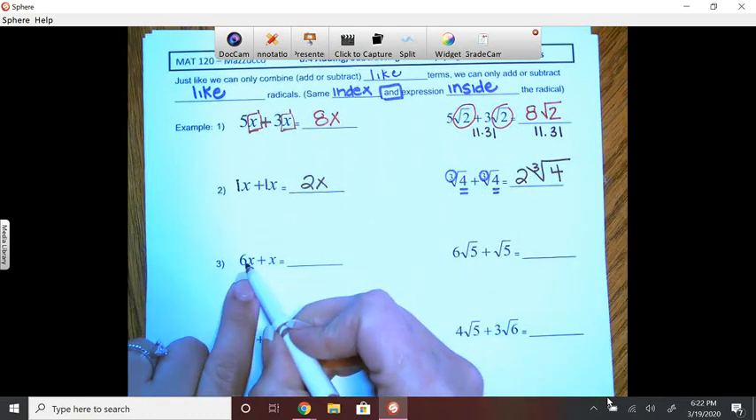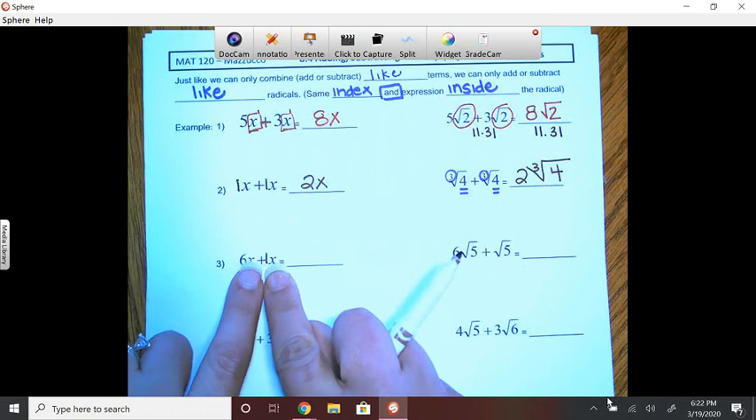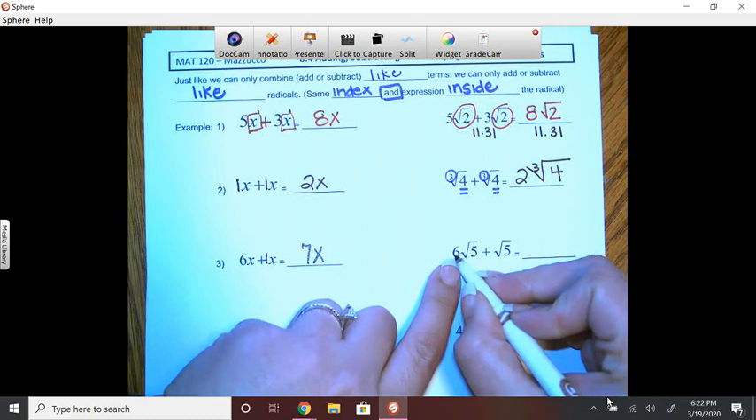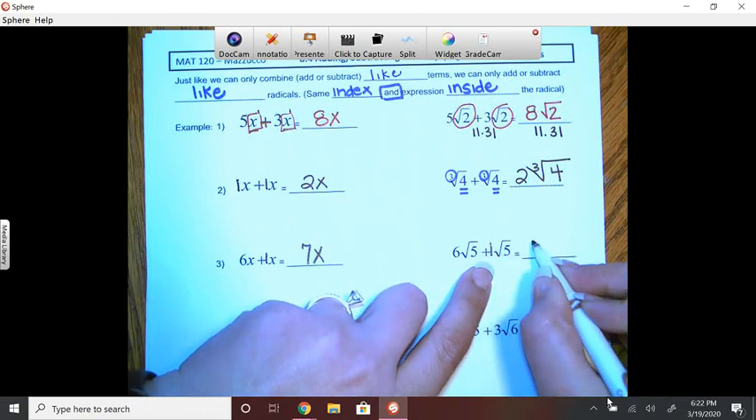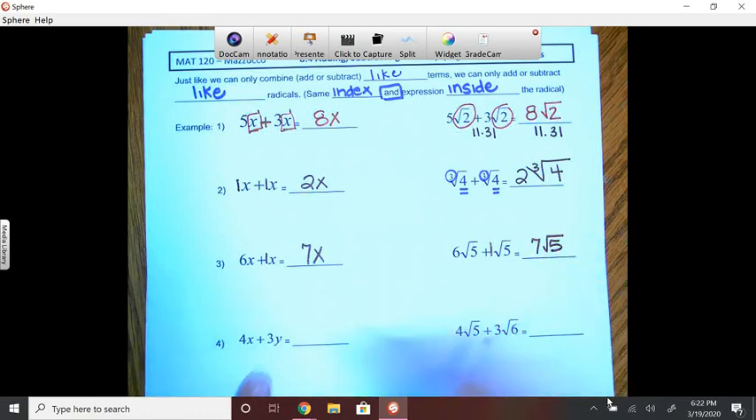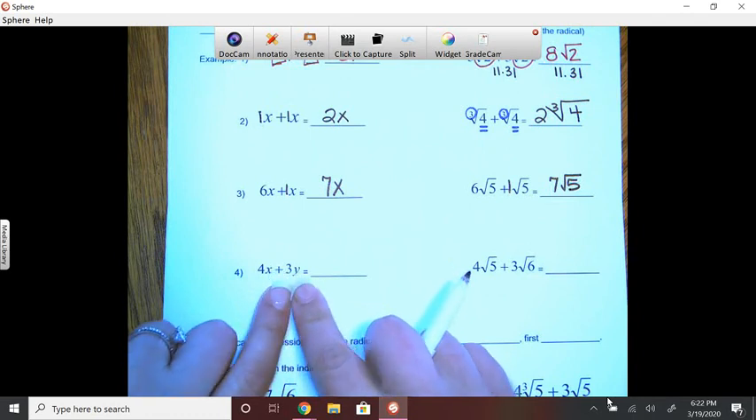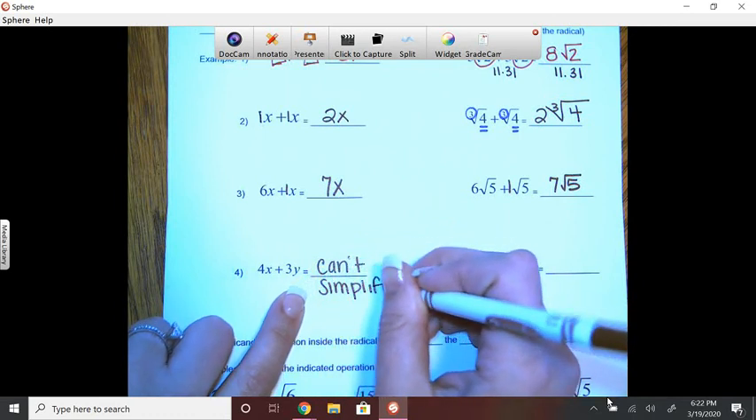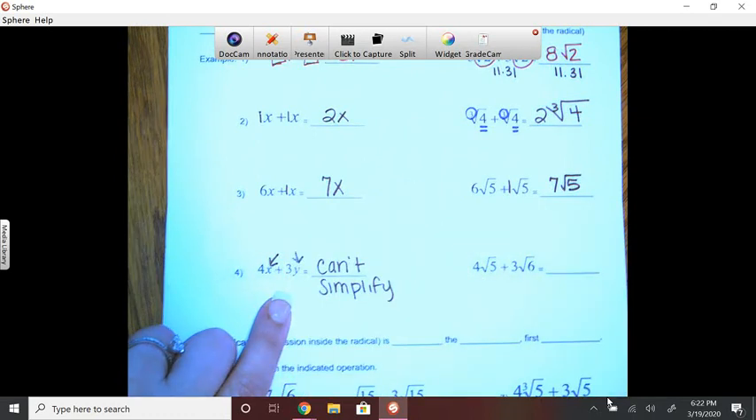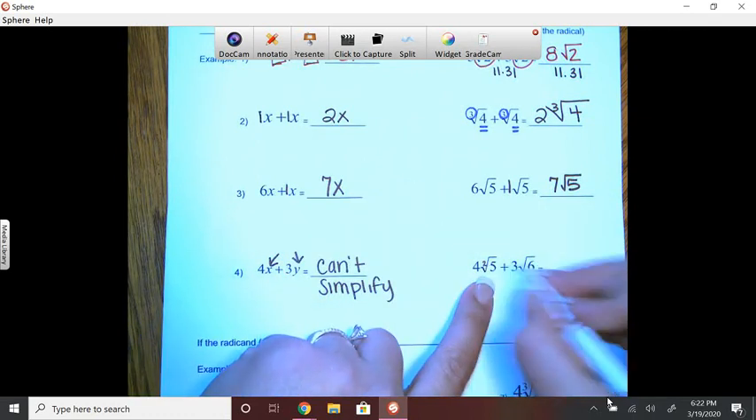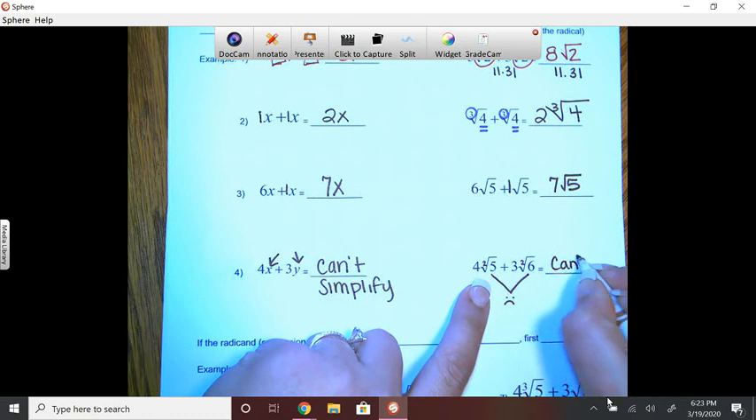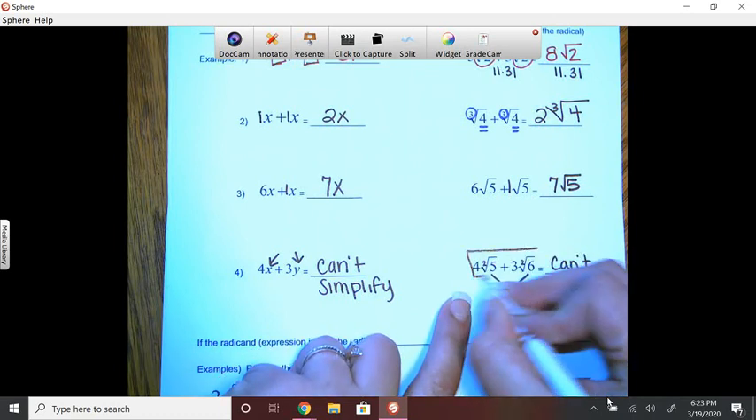If we have 6x plus 1x, we're adding the coefficients, the numbers in front of the variable, and they match, so it makes 7x. Similarly, 6 rad 5 plus 1 rad 5 makes 7 rad 5. If we had 4x plus 3y, we can't simplify that because they are not like terms. One has an x and one has a y. Same thing here. Even though the index is the same, because the radicands don't match, it can't be simplified. If you're left with this, it would be your final answer.